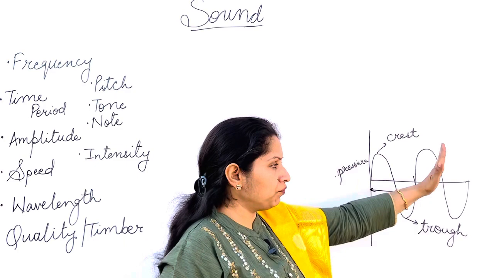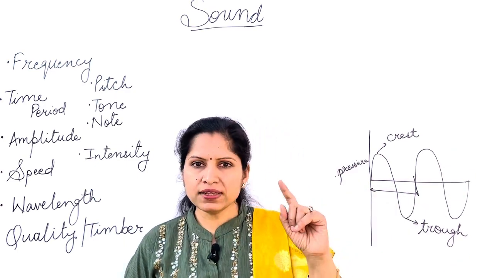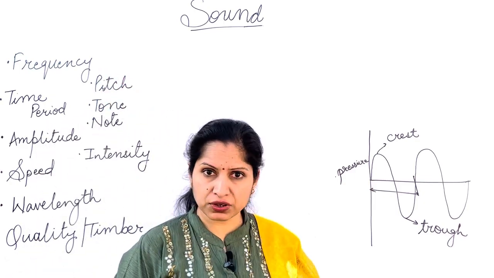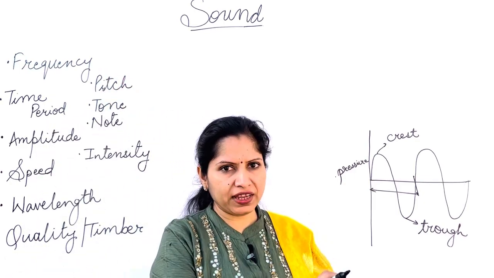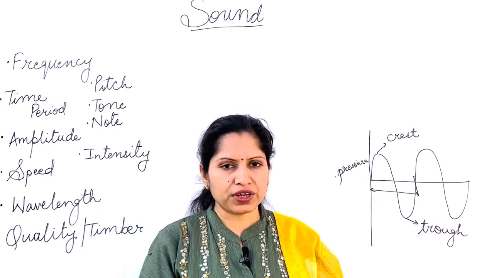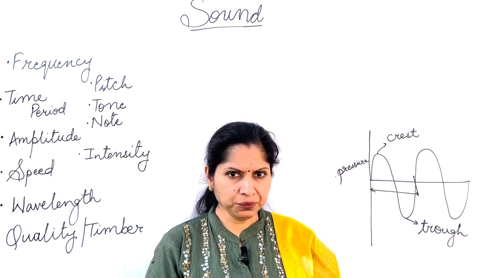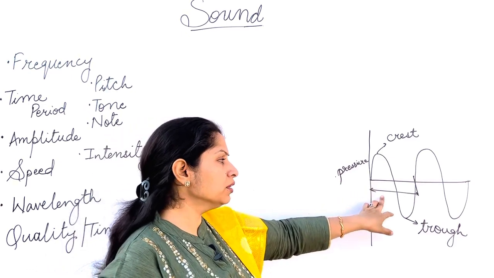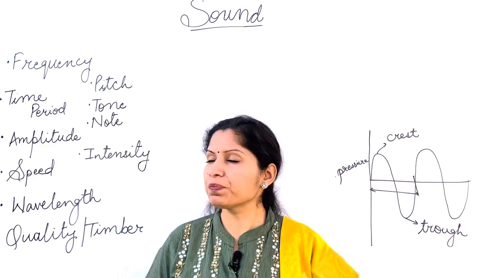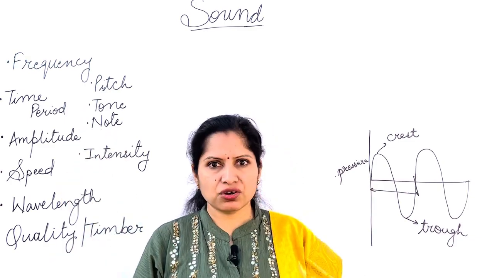So how many waves are there in 1 second? That will give you the frequency. Okay, so the number of waves that are there in 1 second is known as frequency. Fine. So one wave will include one compression and one rarefaction. Fine. Now pitch of a sound is there.